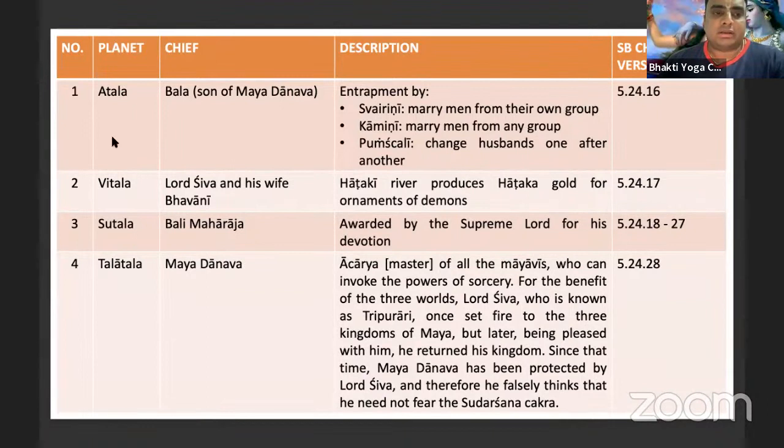Then below Atala is Vitala, guarded by Lord Shiva. There is the Hataki river in this Vitala planet. This river is created by the vital fluid of both Shiva and his wife. That river is capable of producing this Hataka gold.